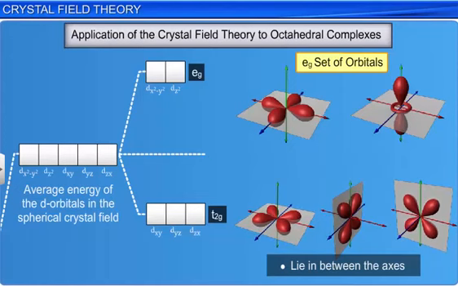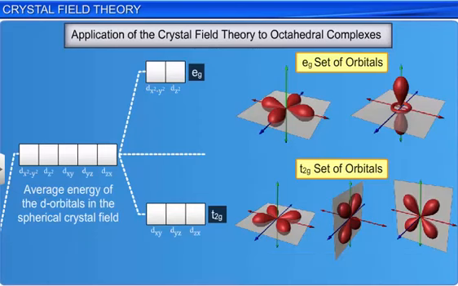Consequently, the energy of the Eg set of orbitals increases, while that of the T2g set decreases relative to the average energy in the spherical crystal field. Thus, under the influence of the ligands, the degeneracy of the 5 d orbitals of the metal ion is lost, and they are split into 2 groups of different energies. This effect is known as crystal field splitting.